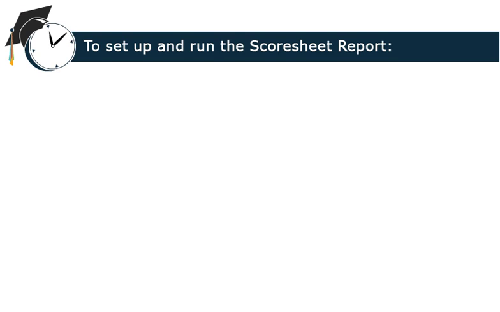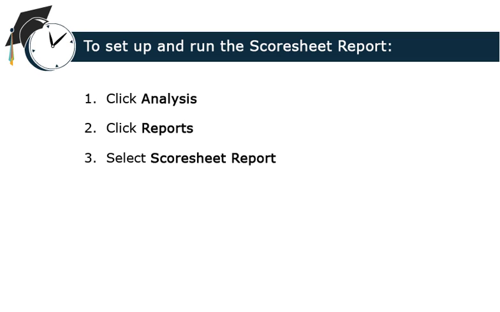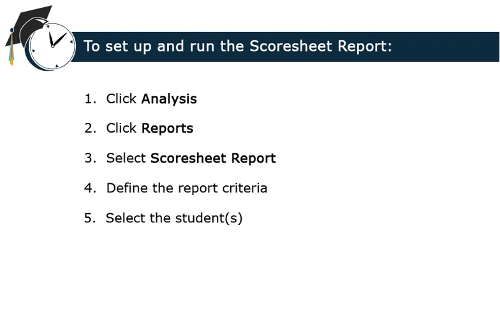Remember, to run the Scoresheet report, click Analysis, then click Reports and select Scoresheet Report. On the Criteria tab, define what information will appear on the report. Select the students you would like to run the report for on the Students tab. On the Format tab, configure how the data will appear, then click Run Report.